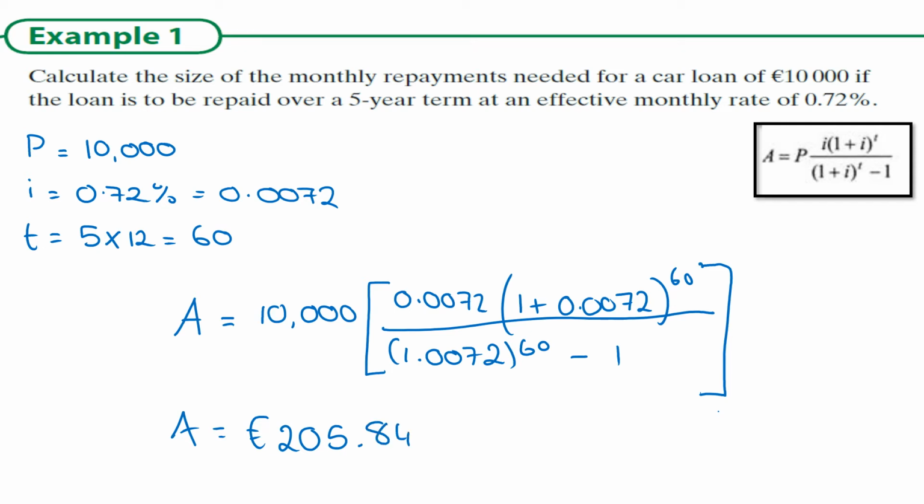205.84. So think about that. When you pay back 205.84 per month for 60 months, you end up paying back 12,350. So it costs you nearly 2,500 to get a loan of 10,000. And to understand the idea of the cost of loans and mortgages, it's so, so important.